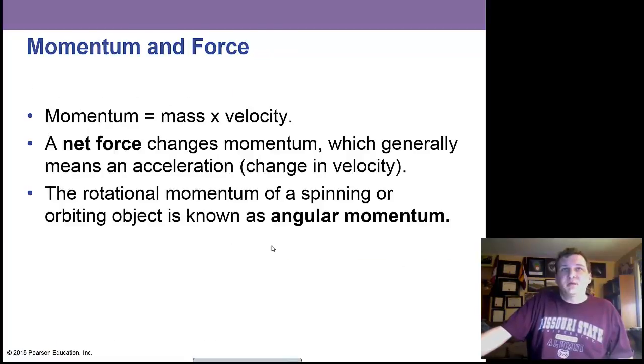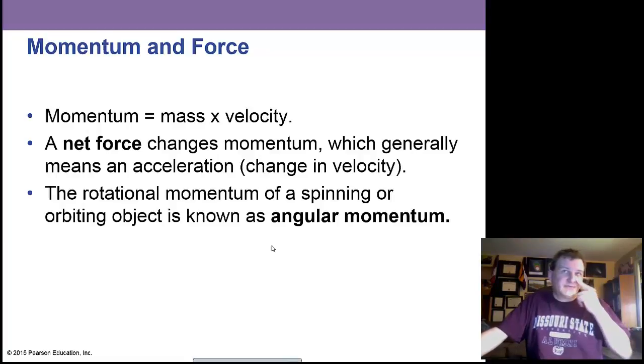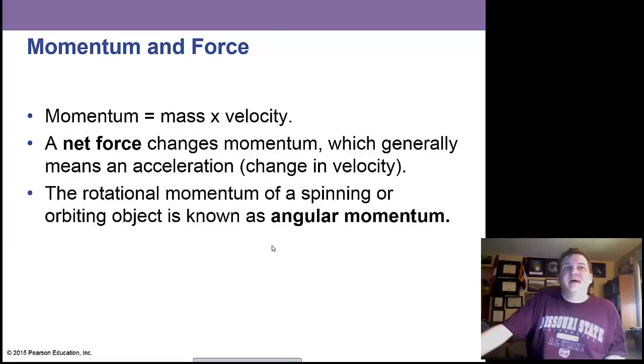Momentum and force are a little bit more complicated. Momentum is the mass times the velocity, and a net force, or a change in force, changes the momentum, which generally means an increase in acceleration, the change in velocity. And the rotational momentum of a spinning or orbiting object like a planet is known as angular momentum.